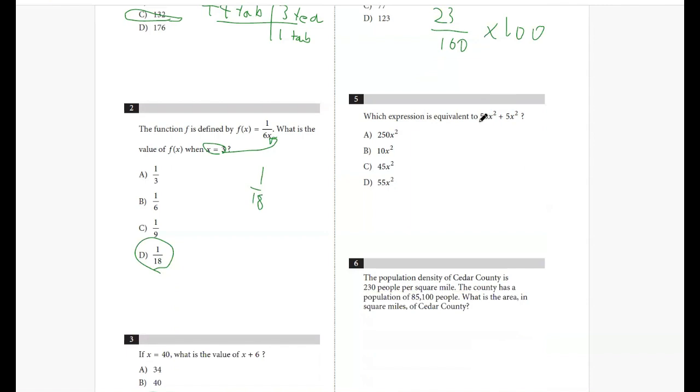Which expression is equivalent to 50x squared plus 5x squared? That's 55x squared, so D is correct.